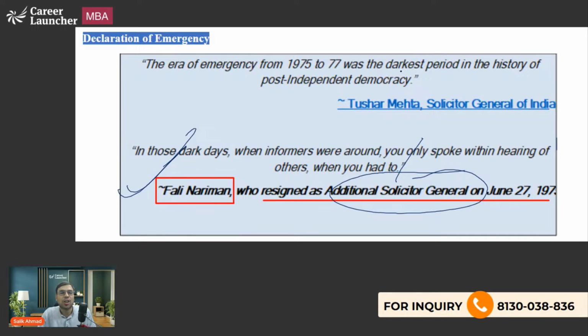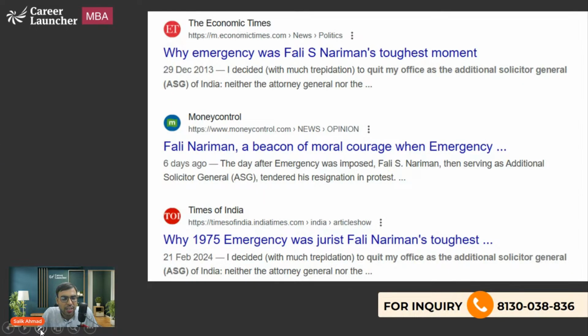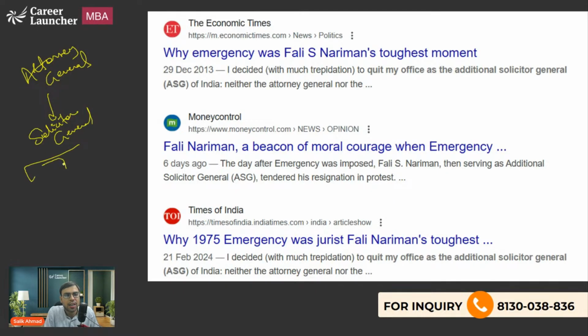So the senior most lawyer of the central government is actually called the Attorney General. Let me tell you. Attorney General is the senior most lawyer of the central government. Below it is Solicitor General. And below it are the ASG, what you call Additional Solicitor General. Okay, that is what you should be knowing.